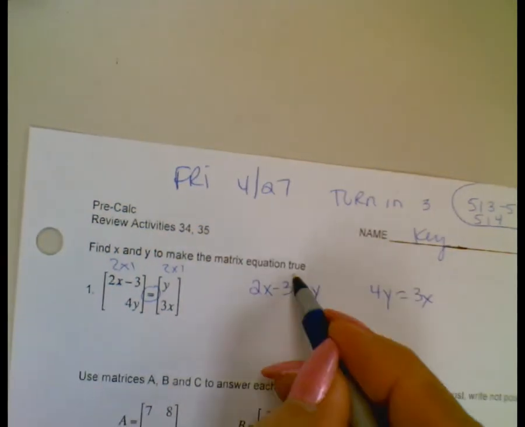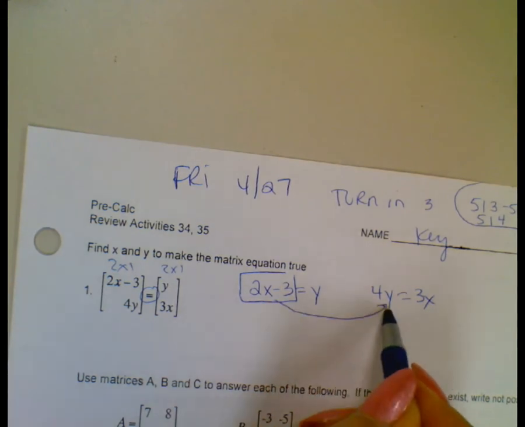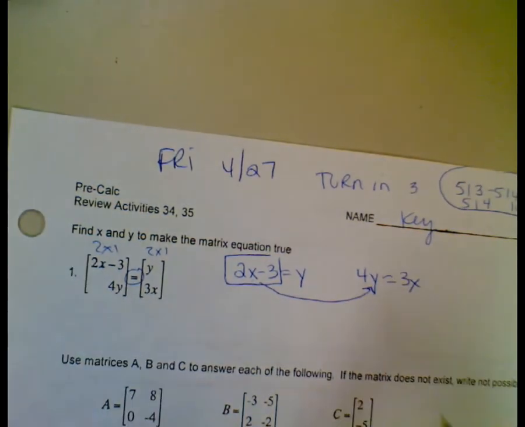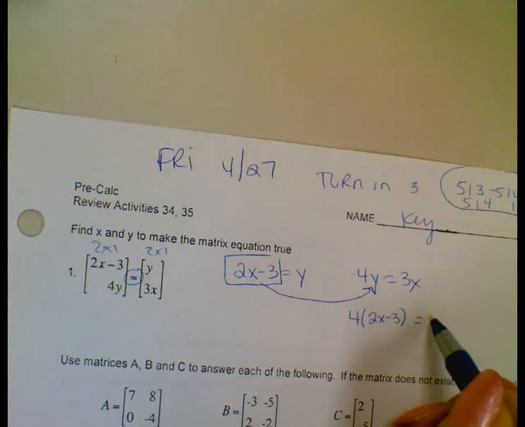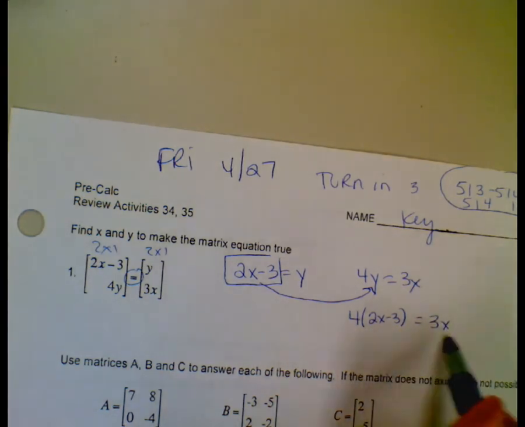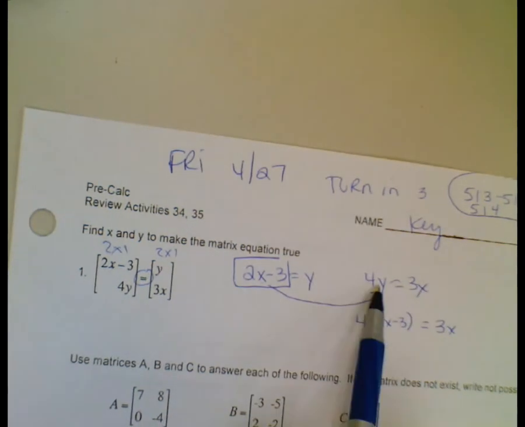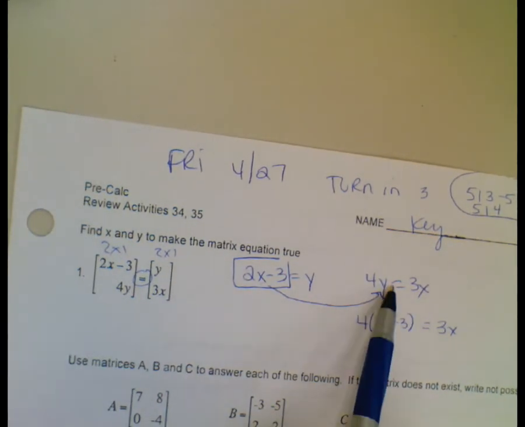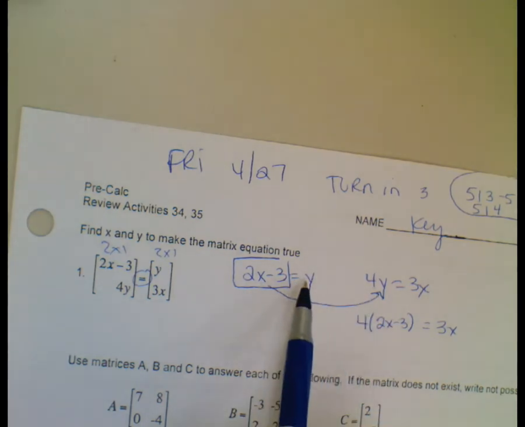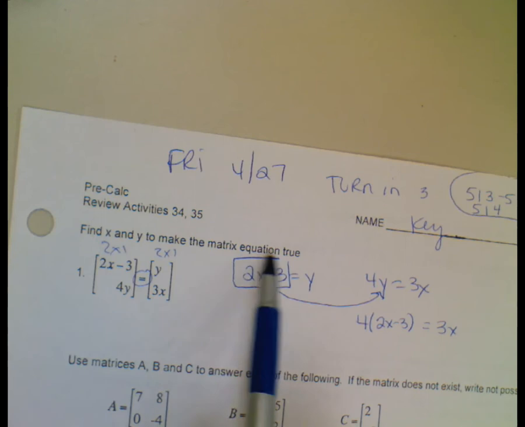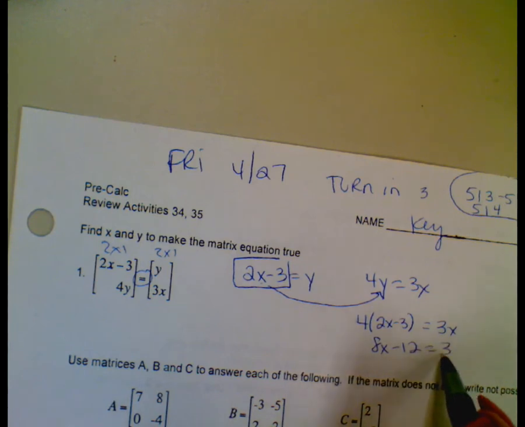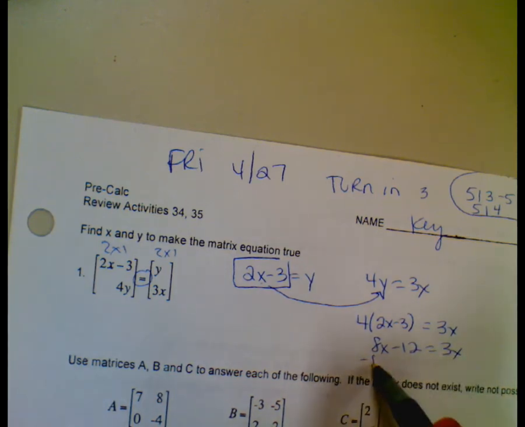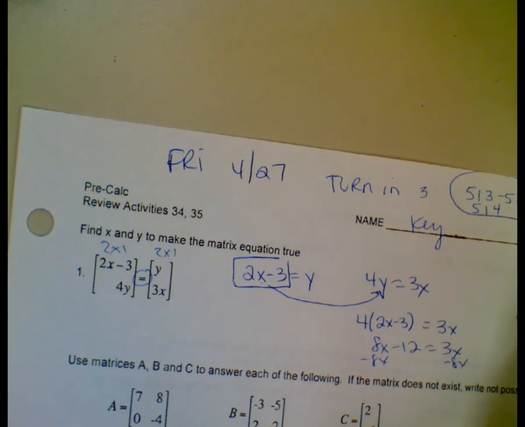Since y equals 2x minus 3, you can substitute this into the y of the second equation. So you would have 4 times y, which is really 2x minus 3, equals 3x. Now notice you have an equation that only has x's. This is a system of 2 different equations, but you can substitute or do linear combination. We're going to substitute 2x minus 3 into the y right here. Now we're solving for x. So distribute. I'm going to subtract 8x over, get negative 12 equals negative 5x, and x is 12 fifths.